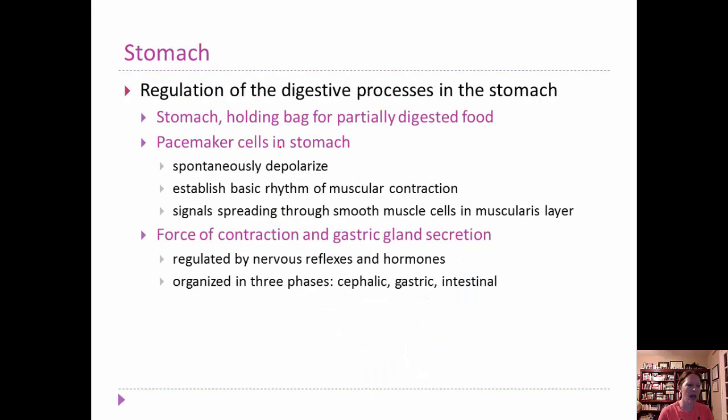So let's take a look and see how this process is regulated. It's got to be highly regulated, right? I just talked about how important it is to make sure just a small amount of the chyme goes through. The stomach is this little holding bag of partially digested food. We just talked about that's what chyme is, a semi-digested, paste-like, soupy material. What happens is you have these little pacemaker cells in the stomach, and they spontaneously depolarize. What that does is innervate the muscles there.